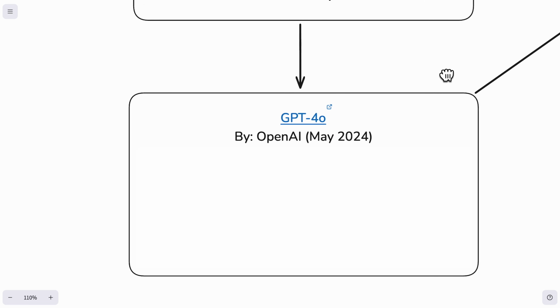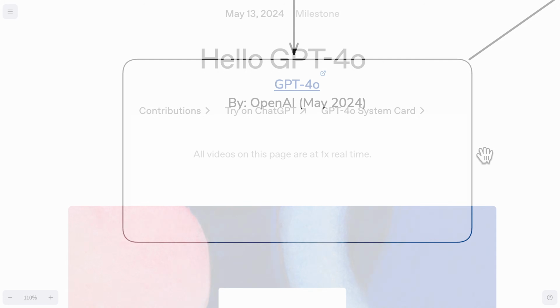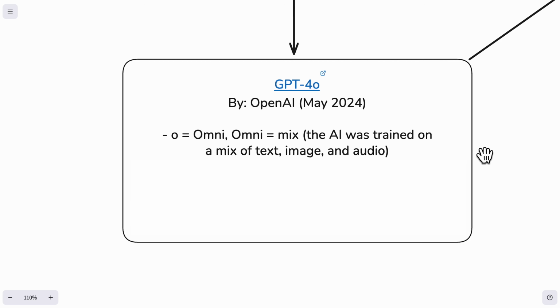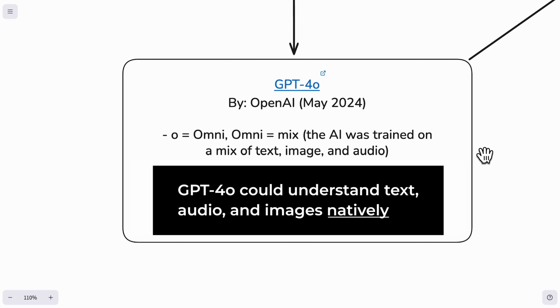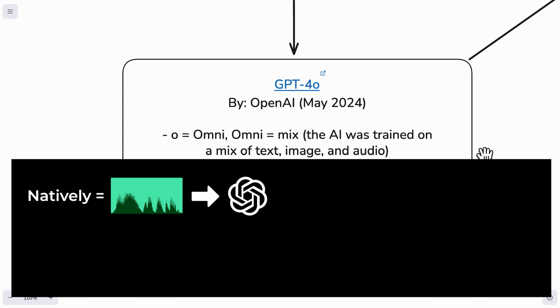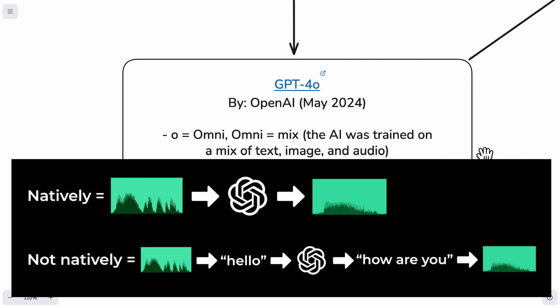In May of 2024, OpenAI hits back and releases GPT-4o. O means Omni, and Omni means a mix. It means the model was trained on not just text, but a mix of text, audio, and images. As a result, GPT-4o could understand text, audio, and images natively. Natively means we can give audio directly to the model, and the model will output an audio response, instead of converting the audio to text in between.